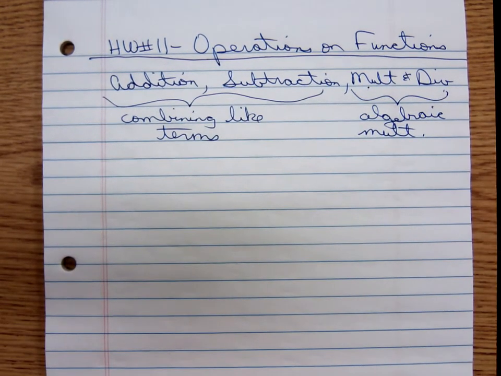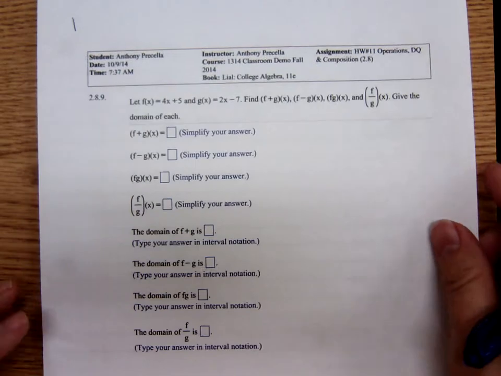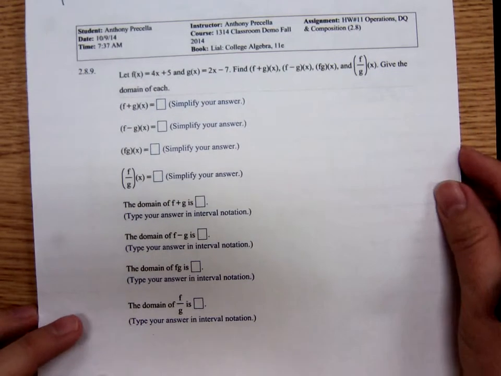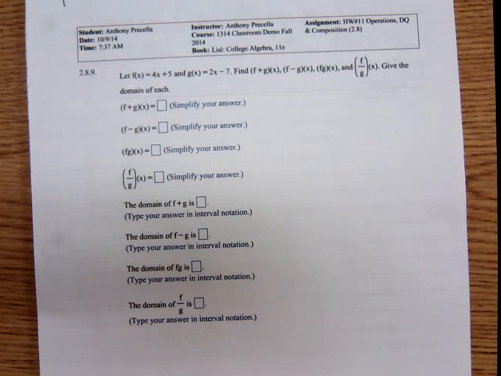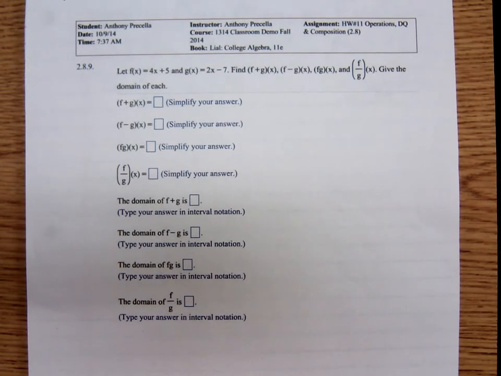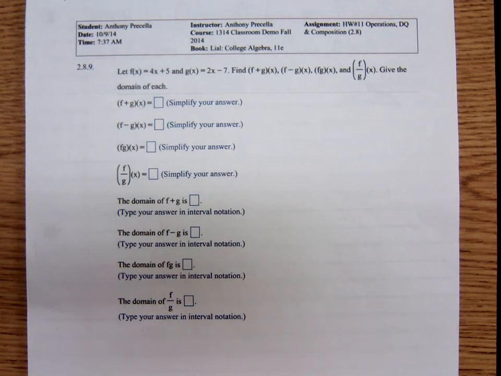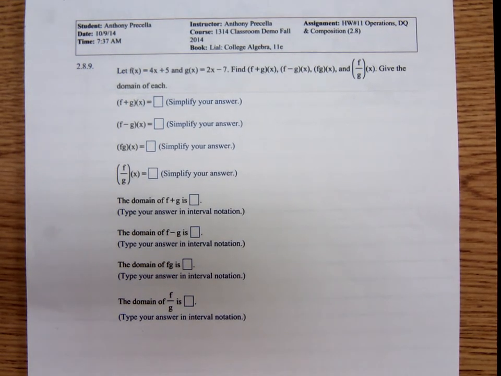And to illustrate, I have an example here for you. This is problem number 1 in your homework. We have two functions, f of x equals 4x plus 5 and g of x equals 2x minus 7. They want us to find f plus g, f minus g, f times g, and f divided by g. They also want us to give the domain of each. I'll find the sum, difference, product, and quotient, and then I'll worry about the domain of the functions.